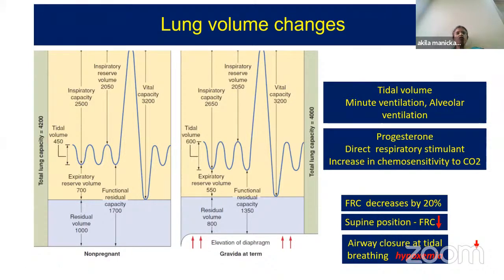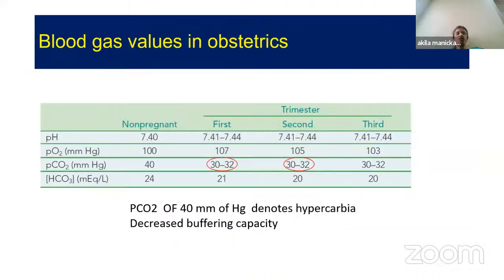It is very important to give supplemental oxygen whenever these patients are put in supine position during neuraxial anesthesia. When you look at the blood gas values, as I told you, there is an increase in minute ventilation. Increase in minute ventilation leads to a decrease in your carbon dioxide levels.